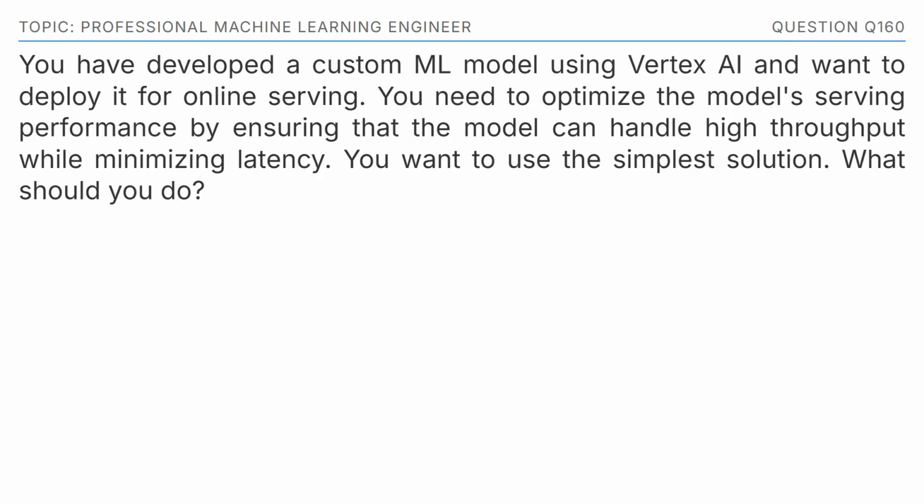You have developed a custom ML model using Vertex AI and want to deploy it for online serving. You need to optimize the model's serving performance by ensuring that the model can handle high throughput while minimizing latency. You want to use the simplest solution. What should you do?